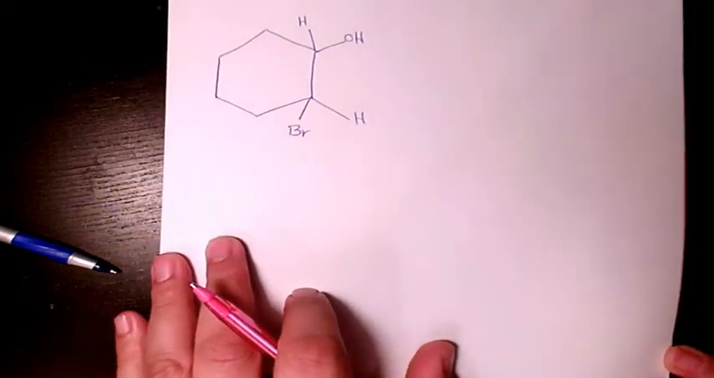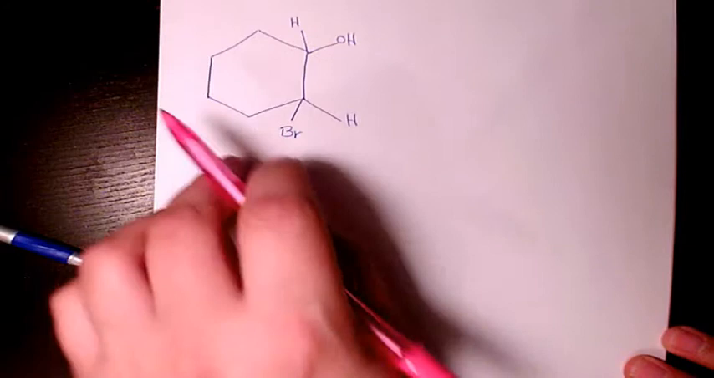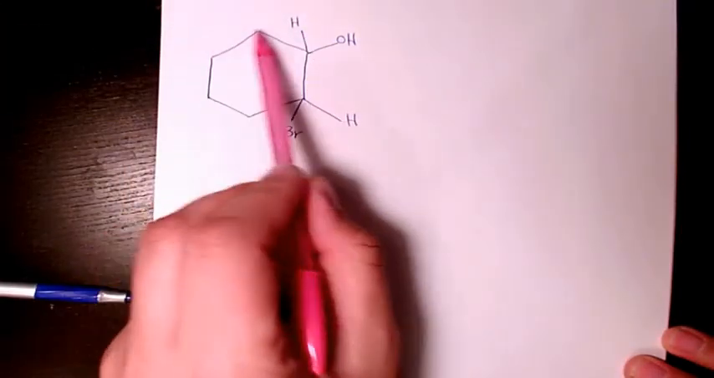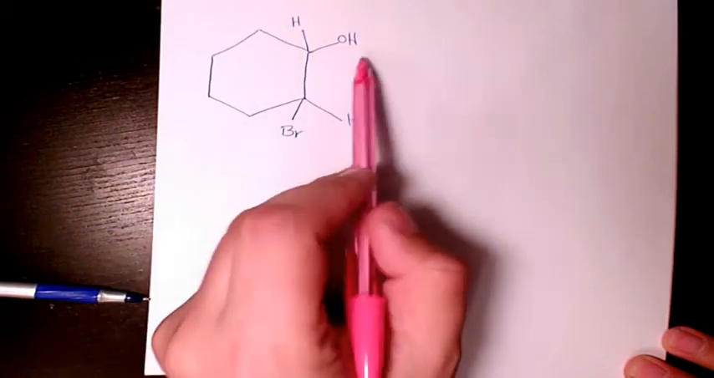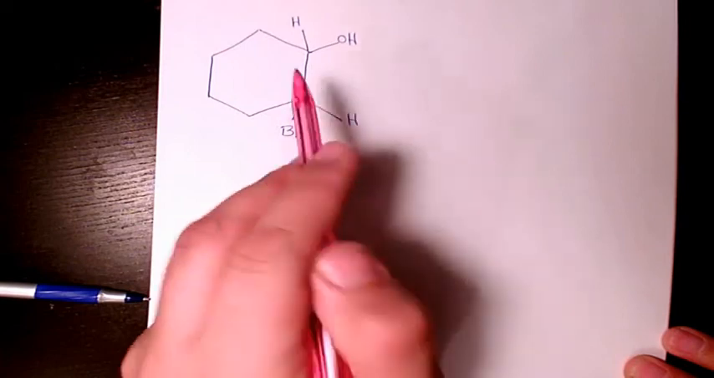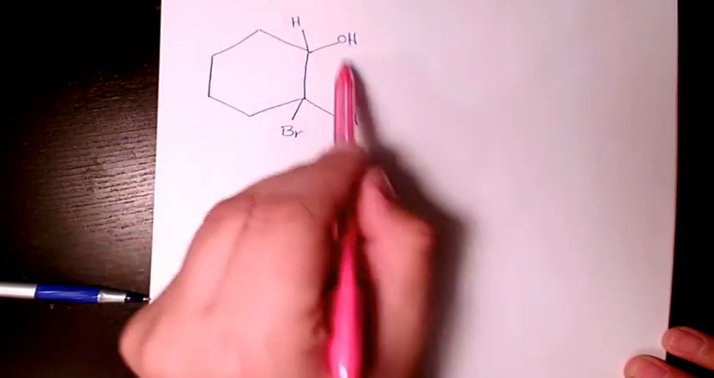Welcome to my channel. In this video I want to show you how to name this organic compound. As you see here, we have cyclohexane, this one is bromo, and we have a hydroxyl group. Since we have a hydroxyl group, it means that we are dealing with an alcohol. So the longest chain is going to be these 6 carbons here.